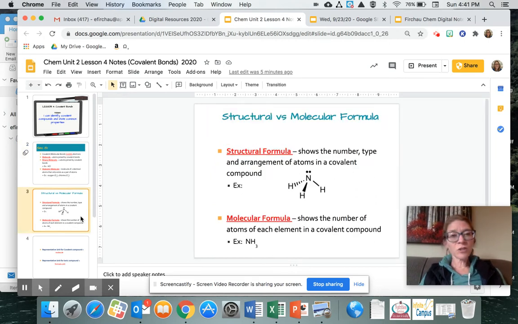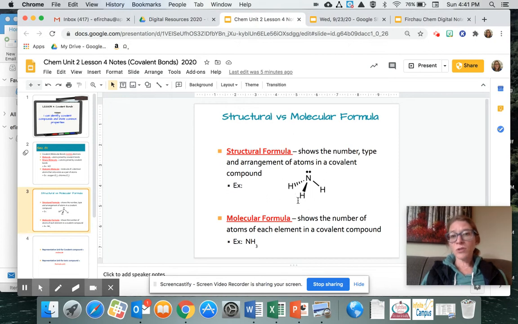All right, structural versus molecular formulas. A structural formula shows the structure. So it's going to show a drawing. It's going to show the number, type, and arrangement of atoms in a covalent compound. So in your notes, it has some lines for what's the difference between a molecular formula and a structural formula. And underneath that, it says draw an example of each. So on the lines, you could put the definition. And then in the drawing, you would draw or write the example of NH3.